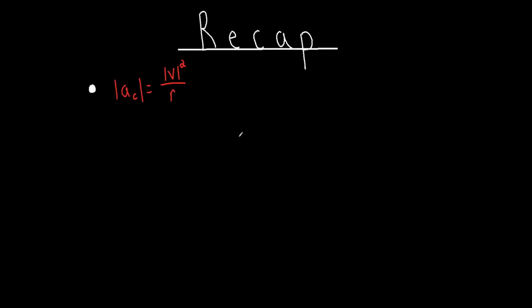So in recap, in this video, we got a visual understanding of the centripetal acceleration formula. And that formula states that the magnitude of the centripetal acceleration is equal to the object's speed squared divided by the radius.